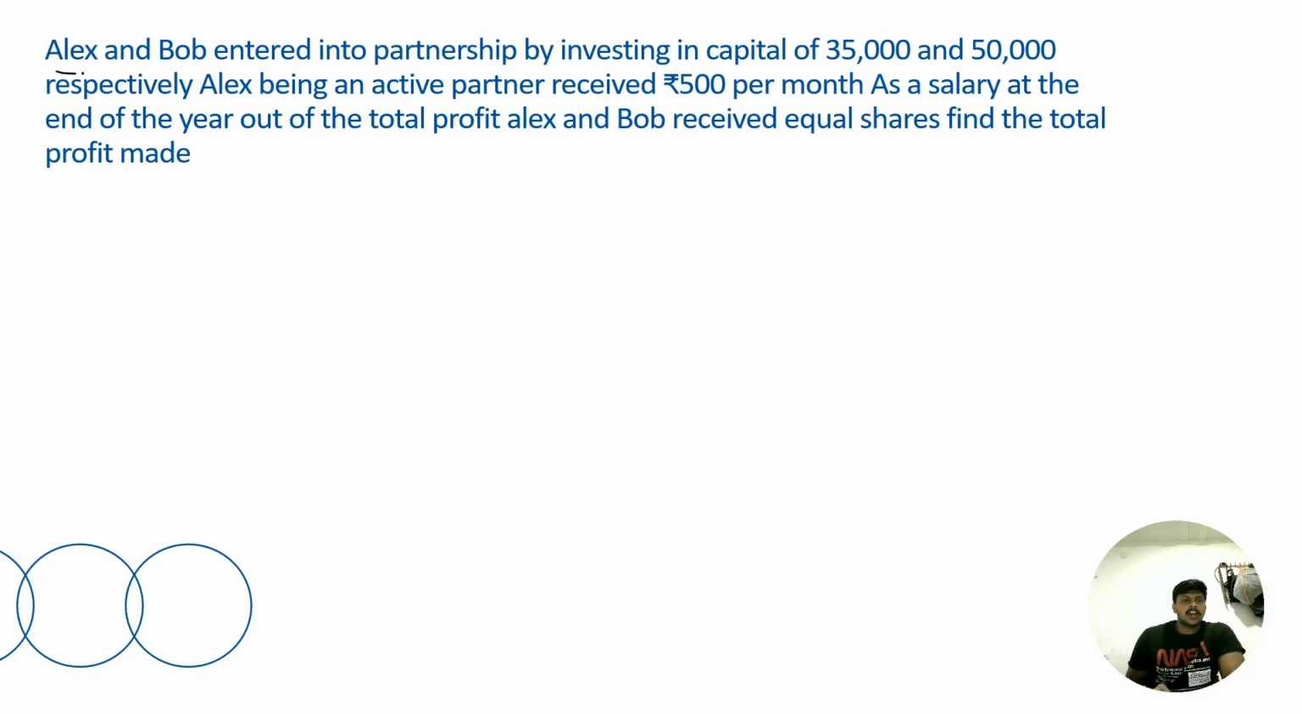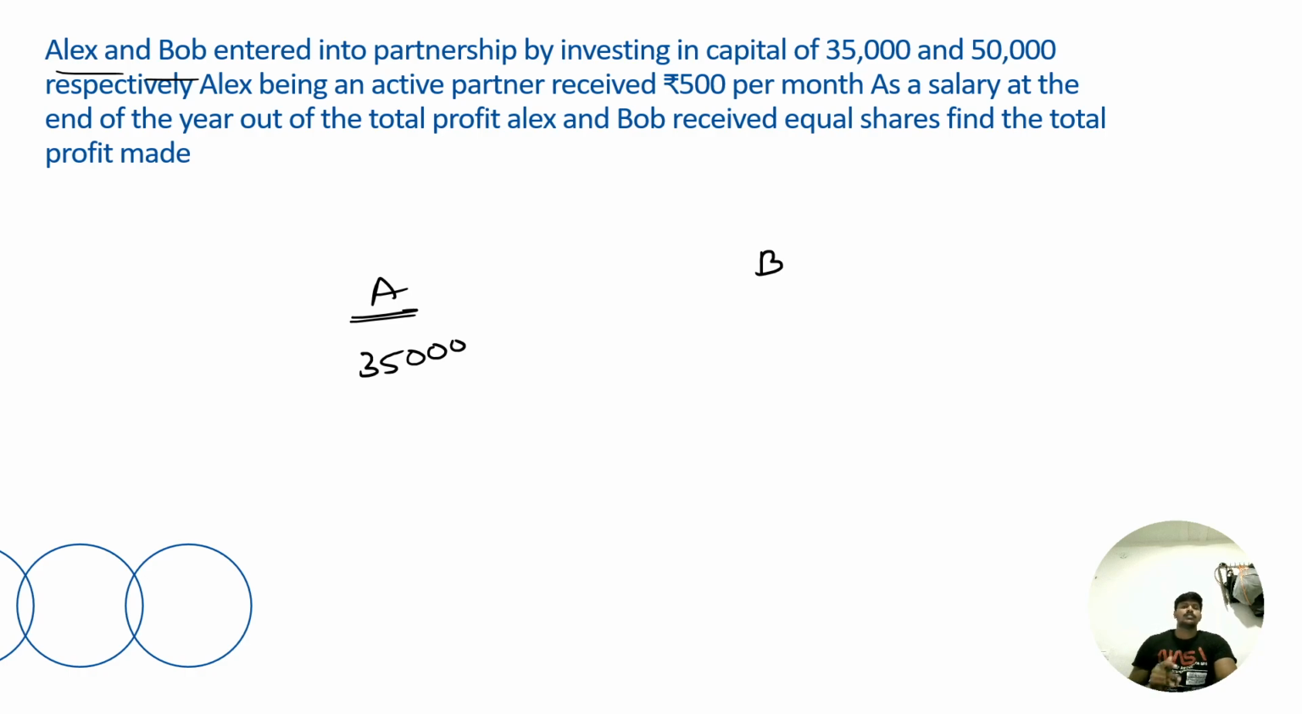Now, Alex and Bob entered into partnership by investing. So we're having A and B, two partners. One is investing 35,000. Let's convert first, do for Alex. So they enter partnership, investing capital. Alex is the active partner. Alex gets a salary, and at the end of the year, the total profit is divided.